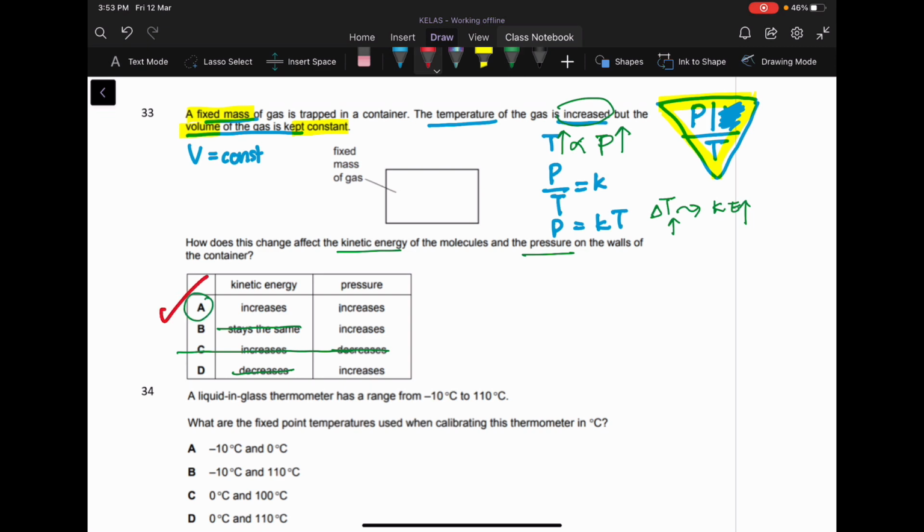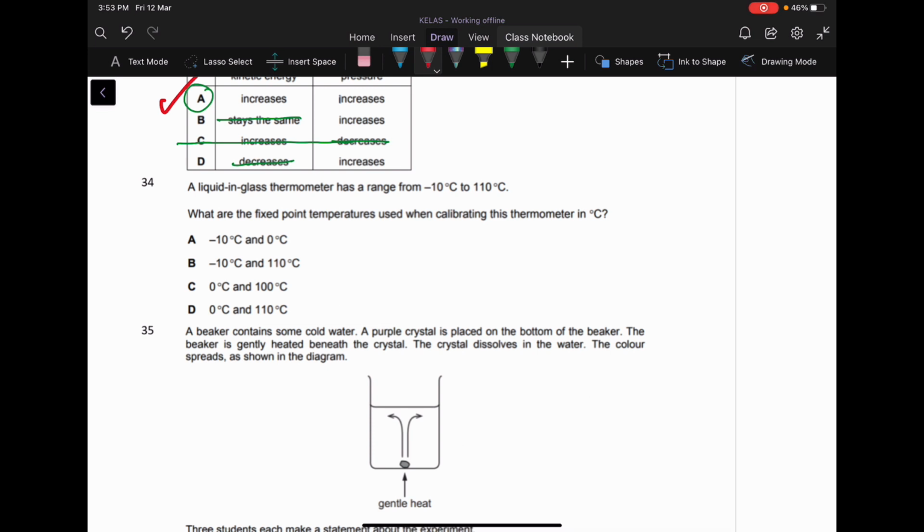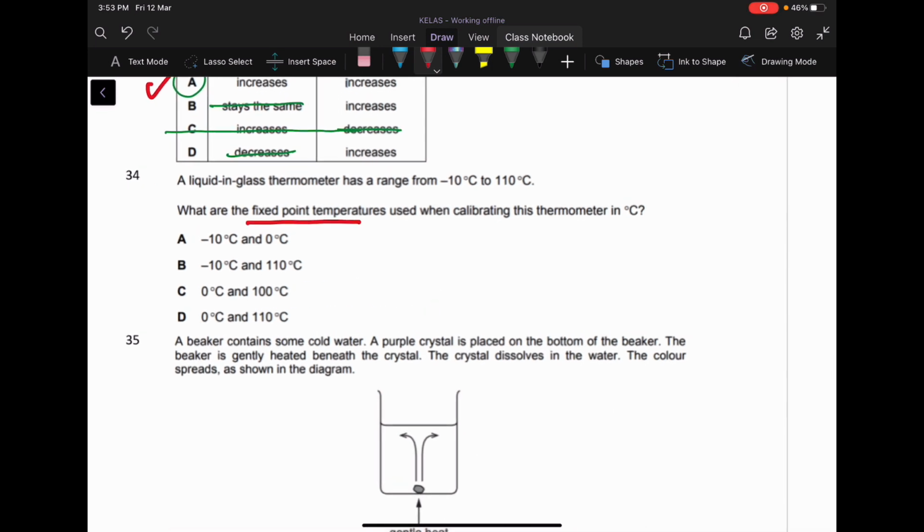Next. This is easy. You know that. What are the fixed points? So this is the range, but they are not the fixed points. The fixed points are 0 and 100. 100 is the upper fixed point, which is the boiling point. So 0 is the lower fixed point, which is the melting point.